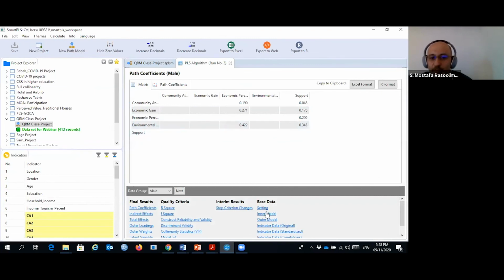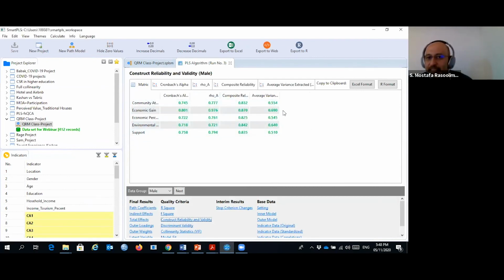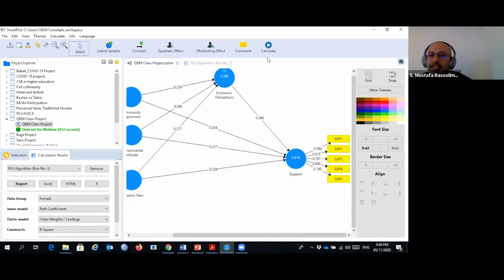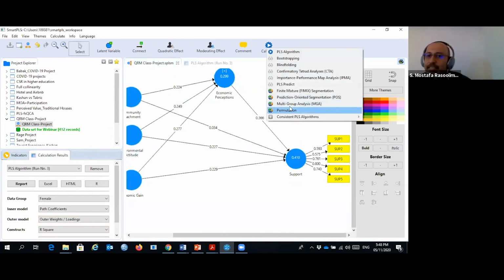For example, for the measurement model, if you want to check reliability and validity, this is the value for male. But if we change to female, you see the values change. So you can get different results for assessment of the measurement model and structural model for each group. Okay, but this is not part of MGA. This is not part of multi-group analysis. Multi-group analysis, when you click on calculate, is here.